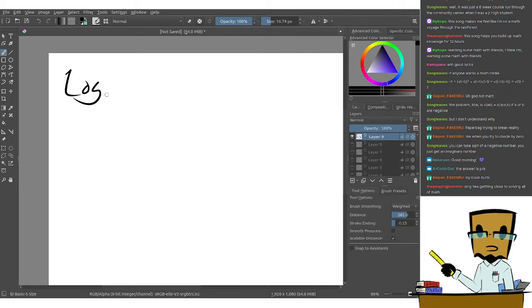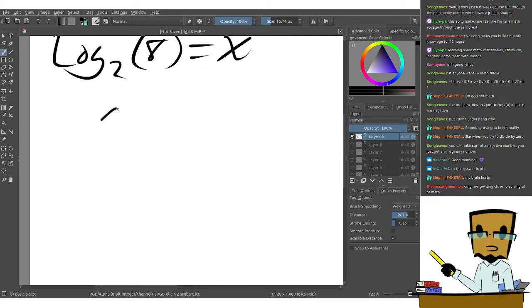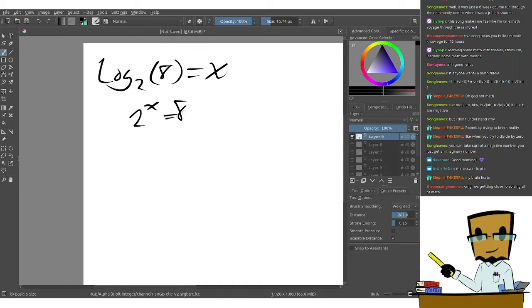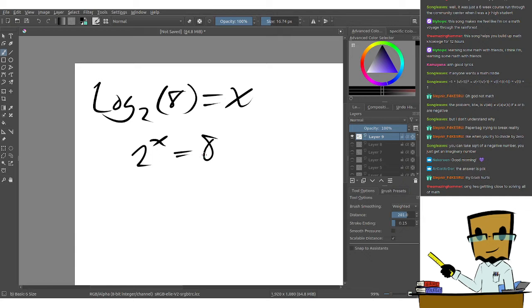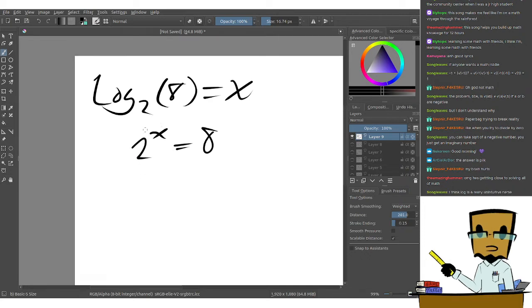Let's see. Log base 2 of 8 equals x. Log is interesting. I actually had to write down notes of this because I never really cared about logs. Let's see. Log base 2 of 8 equals x is the same as 2 to the power of x equals 8. This is a little bit easier to understand in a context. You see log base 2 of 8, that means nothing. You don't know what that means.